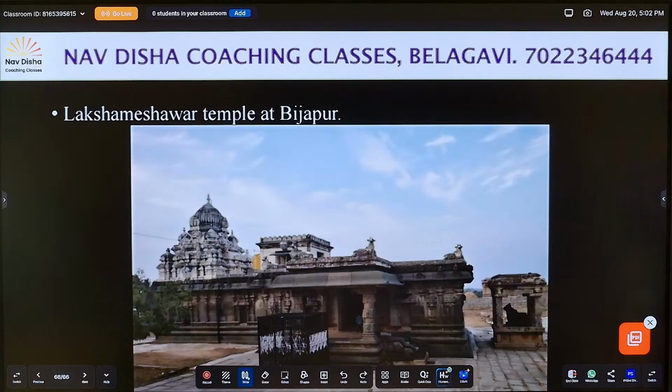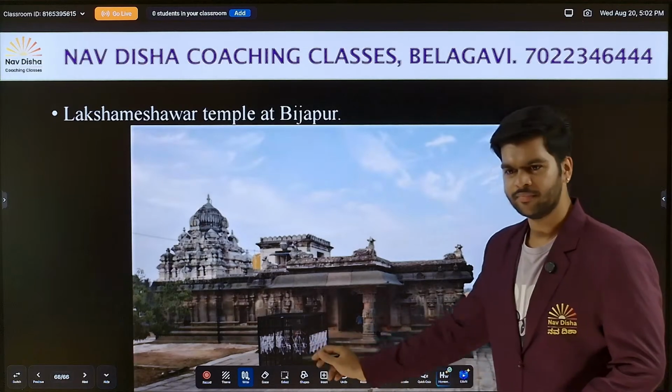Anyone from Bijapur? From how many districts do you come? Bijapur or Bagalkot? Then why did you say Bagalkot? He said Bagalkot. So what is this then?